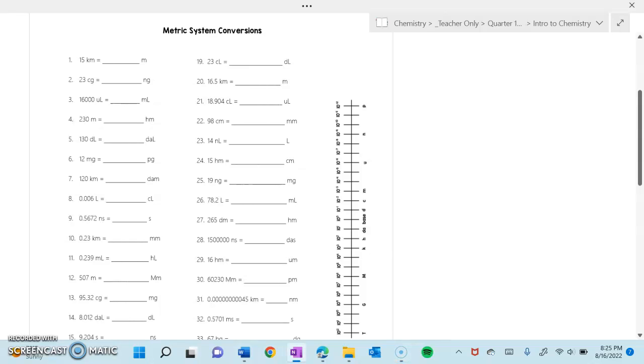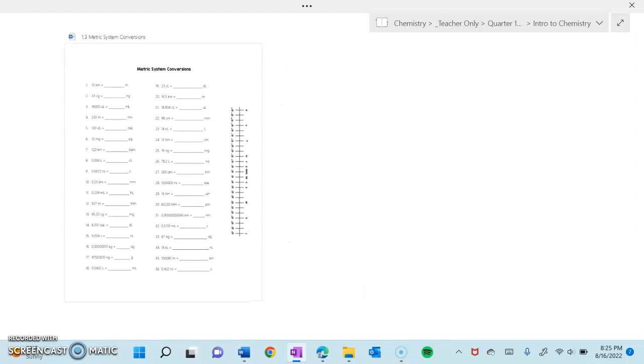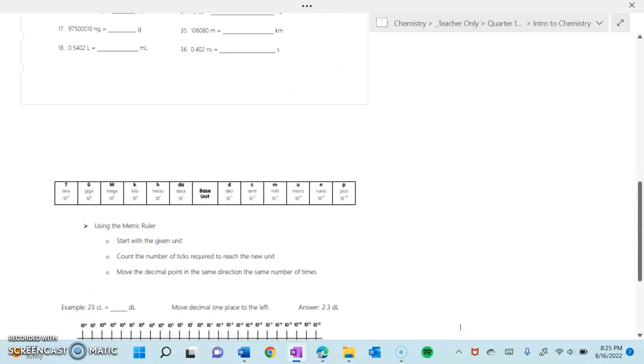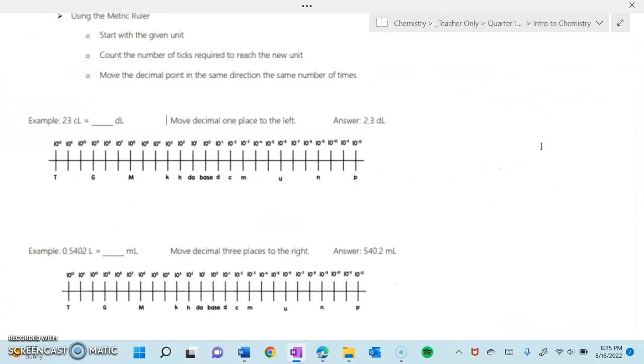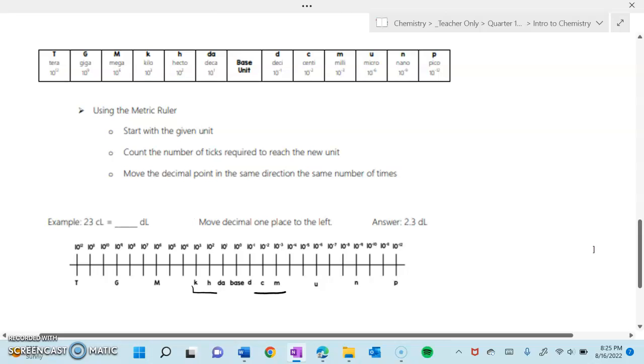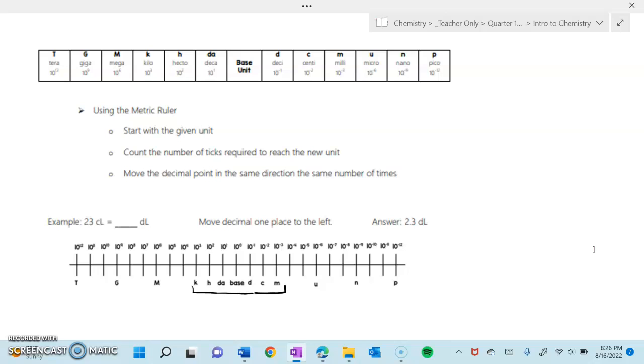If you look to the side of your page over here on the right, you will see the metric ruler. So go ahead and turn your page to see it laid out like so. Sorry, that's kind of blurry. In addition to these six that we've talked about, there are a few more. Tera, giga, and mega are on the larger side of things. Micro, nano, and pico are on the tiny side of things. And if you have the metric ruler, then you can do really any conversion just by moving the decimal point.